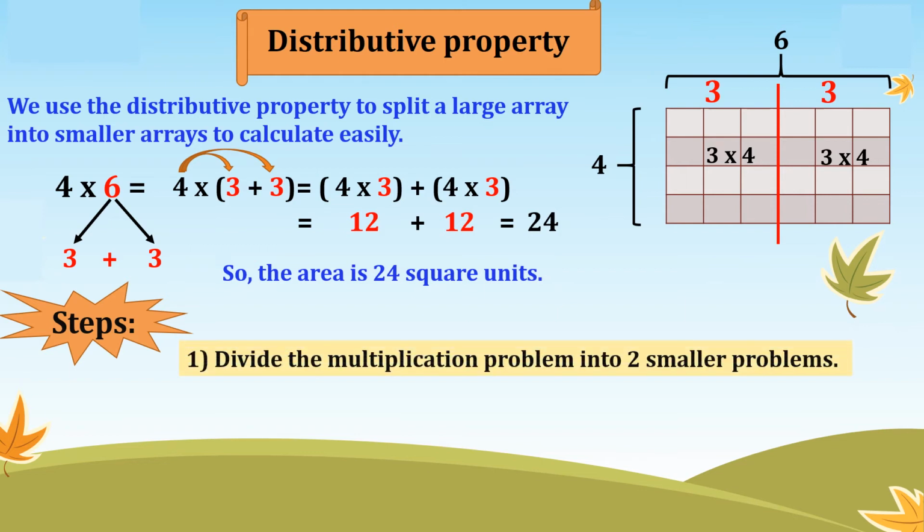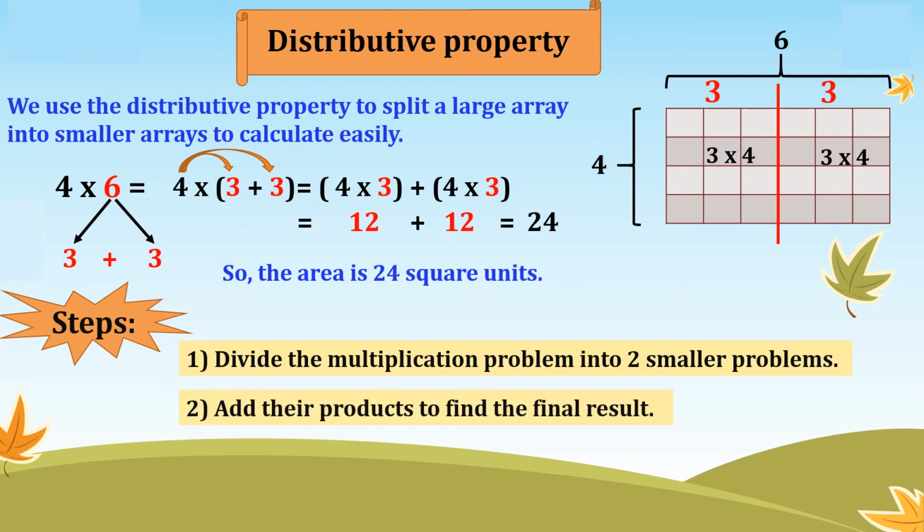So our steps here are to divide the multiplication problem into two smaller problems. The multiplication problem was what? 4 times 6. I divided it into two smaller problems: 4 times 3 plus 4 times 3. The next step is to add their products. We said 4 times 3 equals 12 and 4 times 3 equals 12. So I will add 12 plus 12, which are the products. 12 plus 12 equals 24.